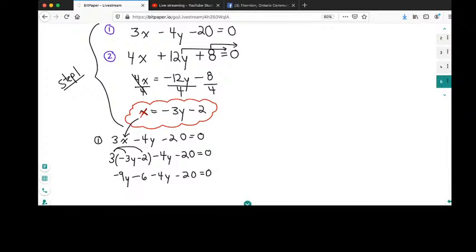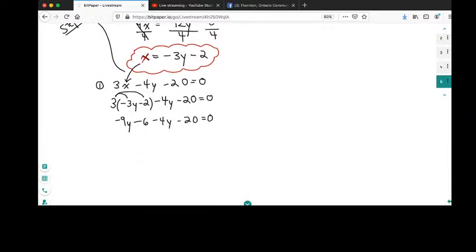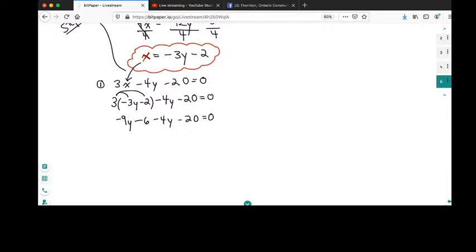Very good. Last but not least, we bring together our like terms. I'm going to rearrange this to bring together my like terms. I know that negative 9y and negative 4y are like terms, not because they're negatives, but because they're both attached to y. And here I have two numbers by themselves. I've got negative 6 and negative 20 equals 0.